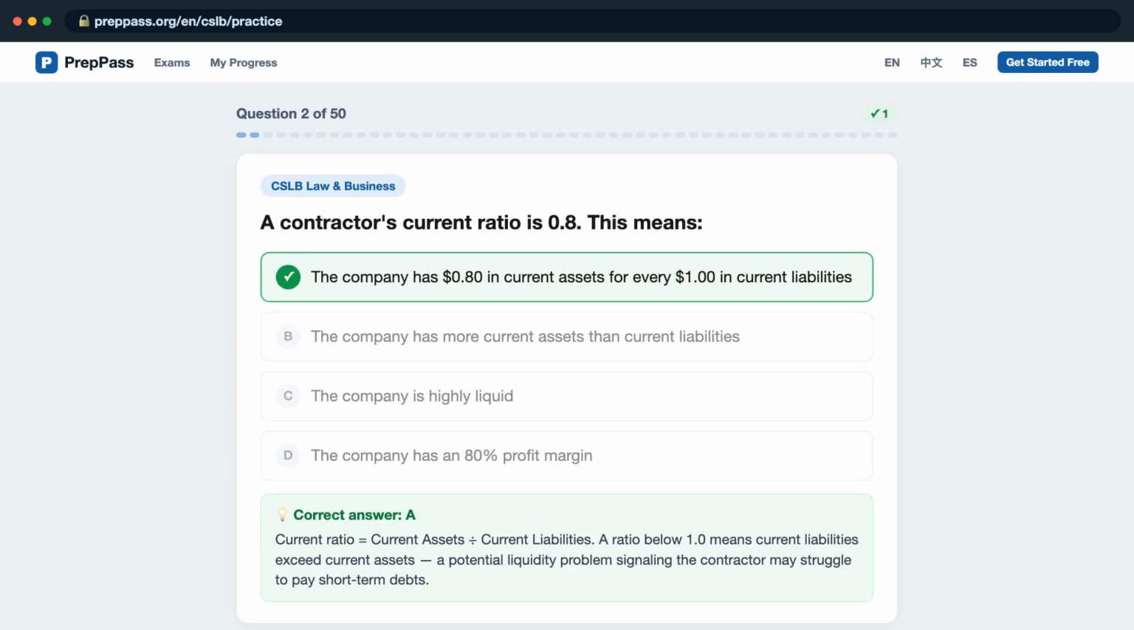The correct answer is A. Current ratio equals current assets divided by current liabilities. A ratio below 1.0 means current liabilities exceed current assets, a potential liquidity problem signaling the contractor may struggle to pay short-term debts.